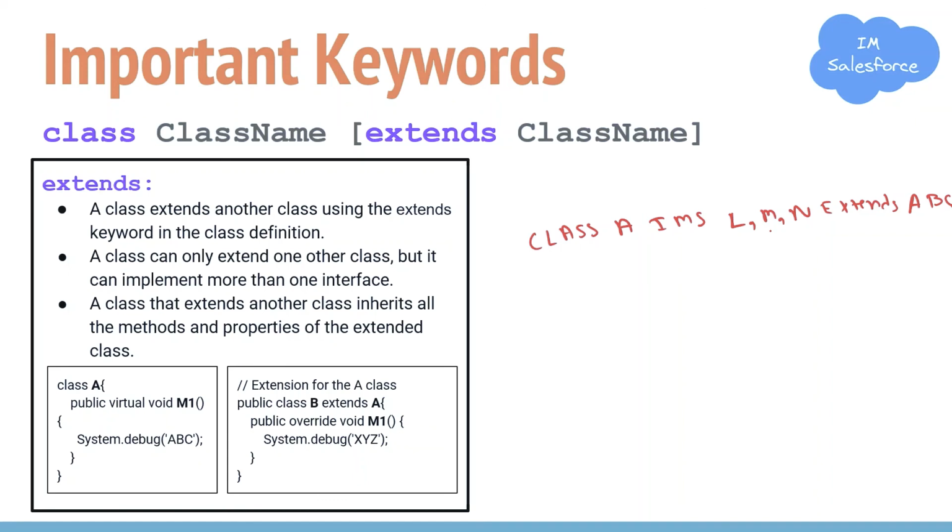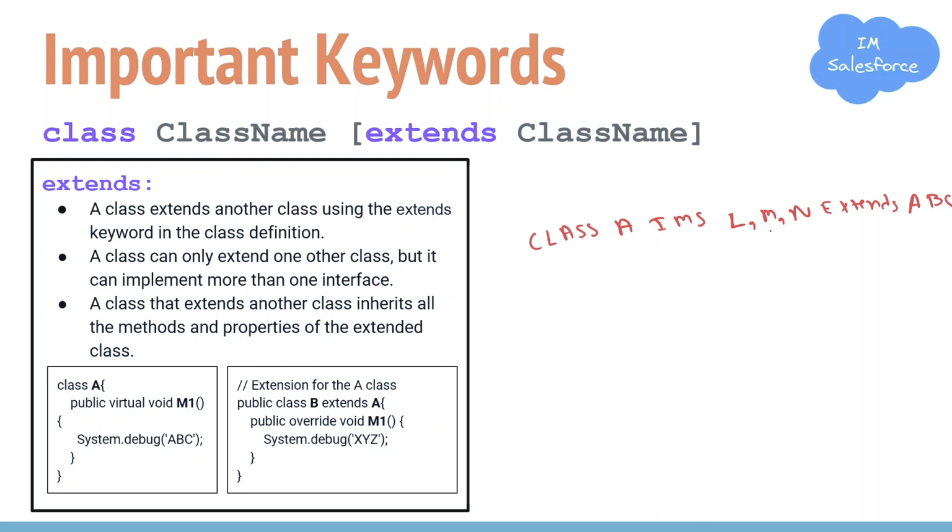A class that extends another class inherits all the methods and properties of the extended class. For example, class A has a public virtual void m1, in which we just write a debug statement to know where the code is running. Then the extension of class A: public class B extends A. In A, we have method m1, so we will just override m1 and print xyz. So this is about the extends keyword.